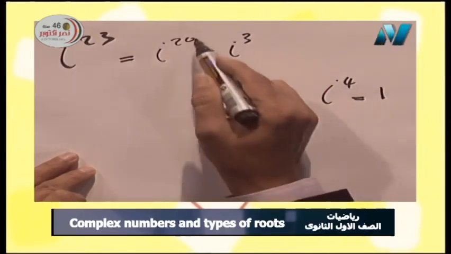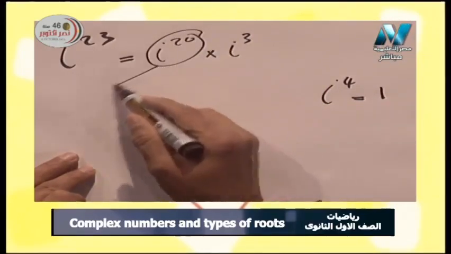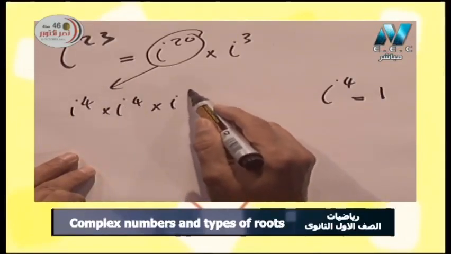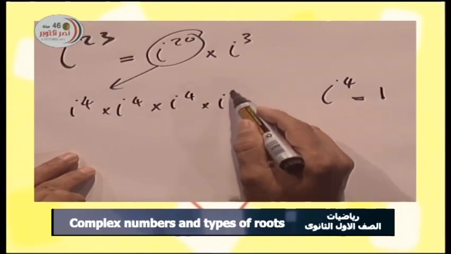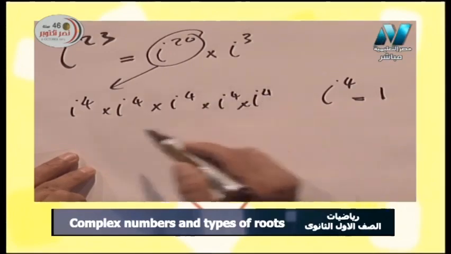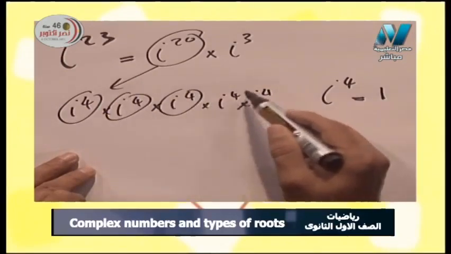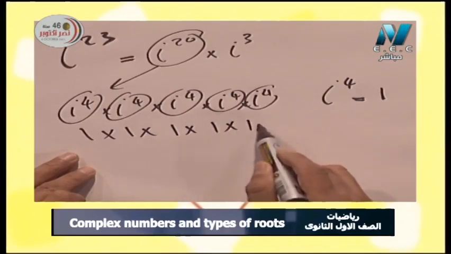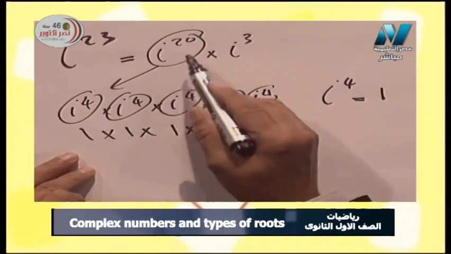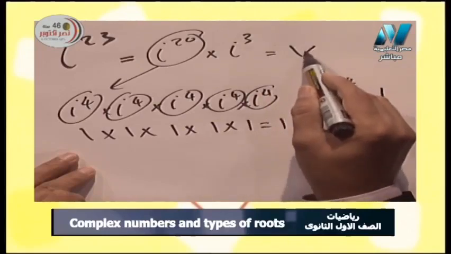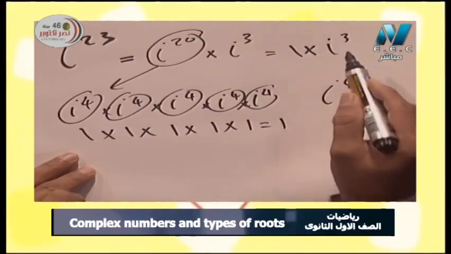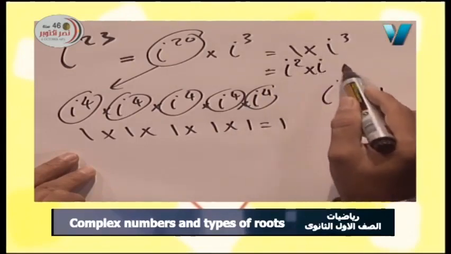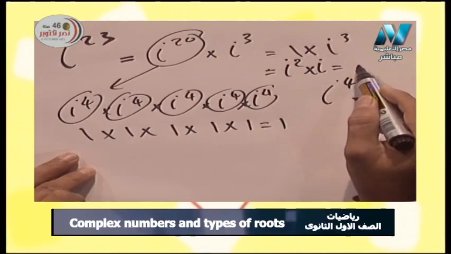Okay, i power 20 means i power 4 times i power 4 times i power 4 times i power 4 times i power 4. All of these i power 4 are ones. 1 times 1 times 1 times 1 times 1 equals 1. So i power 20 equals 1, multiplied by i power 3, and i power 3 equals i power 2 times i, so it equals negative i.